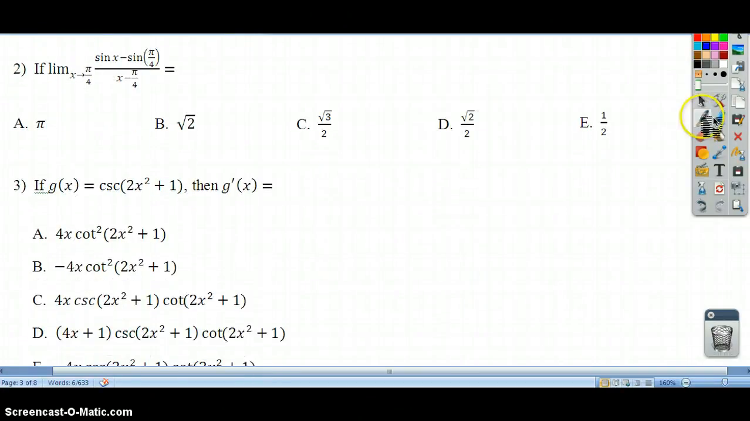All right, number 2. That one, you think, what's it doing here? It has a limit. Well, remember, we looked at the limit definition of a derivative. We looked at the secant line, and we took the secant line as the points got closer and closer and closer together. So we wanted that distance between them, which we called h, to be smaller and smaller, so we could find the instantaneous rate of change.